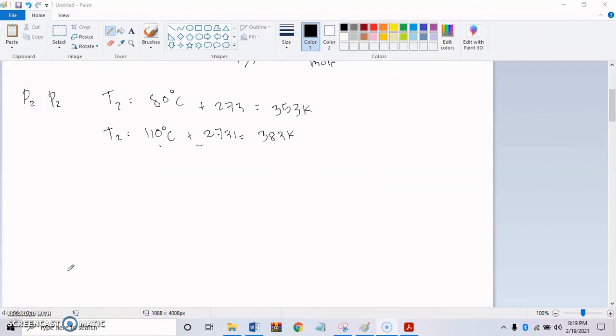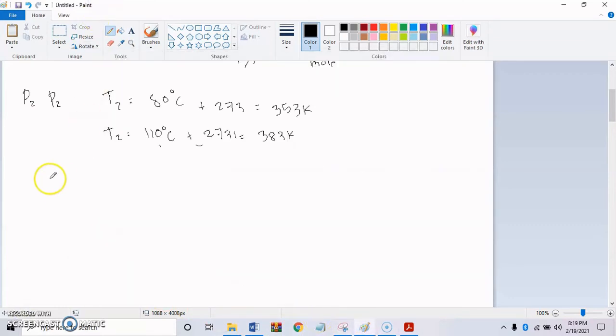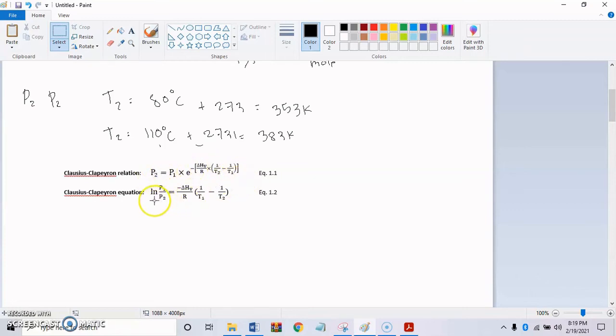We will now use the Clausius-Clapeyron equation, which is this one, given in your handout. We have equation 1.1 and 1.2. These two equations are just the same. It's just that from this relation, we can come up with this equation by doing mathematical solving. So you only need to use this equation 1.1.